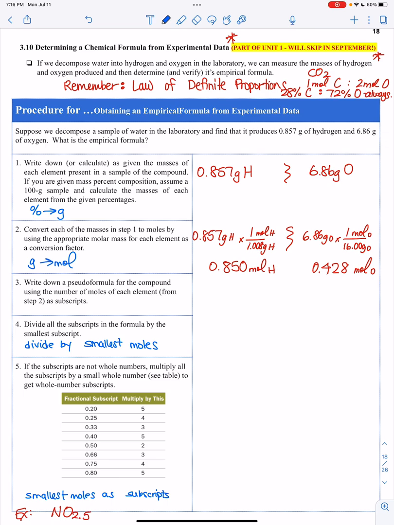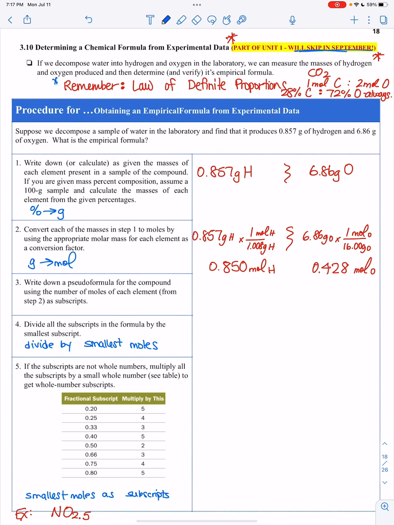This is going to be our 7th video lecture series of this. This is going to be another topic that I skip in the beginning of the year. So I'm going to skip this in September and assume you could do it. This is determining a chemical formula from experimental data. This is another very important calculation. This is like calculating molar mass or even percent composition, but now tying those two together to get chemical formulas.